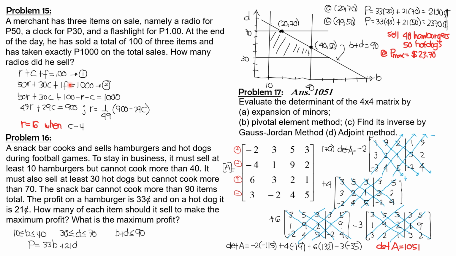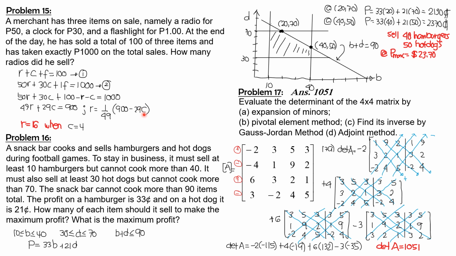So we should express the remaining unknown in terms of radios and clocks, because in the first place we are looking for the number of radios. So that is 50r plus 30c plus F, where F is 100 minus r minus c, equals 1000. Simplifying, 49r plus 30c minus c is 29c, and 1000 minus 100 is 900. So solving for r, or expressing r in terms of c, r equals the quantity 900 minus 29c over 49. So that's why this should be the working equation.